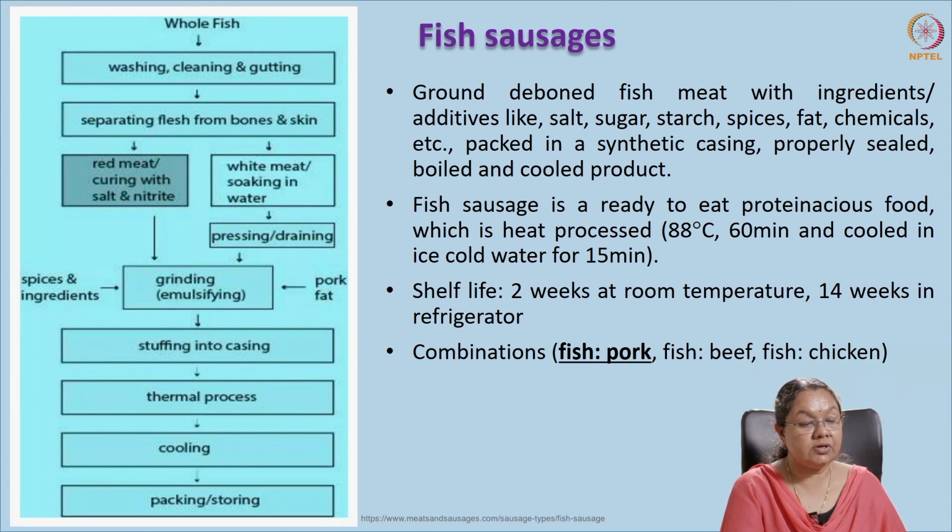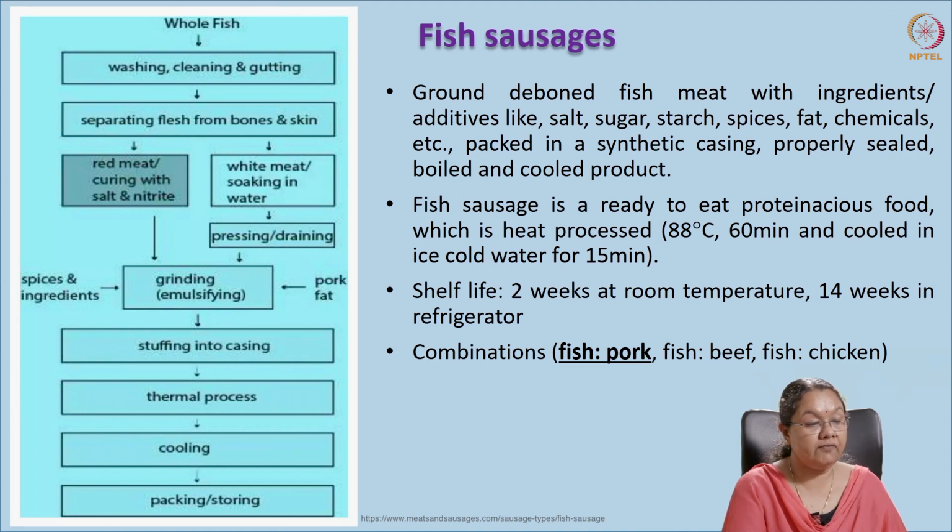And fish sausage is a readily available source of protein and it can be eaten as such or it can be cooked and eaten. Generally it has a shelf life of 2 weeks at room temperature, but it can be extended to 14 weeks in refrigerated conditions. In fish sausage, you can use fish alone, or you can use it in combination with pork, or in combination with beef and chicken. Usually the usual ones are in combination with pork.